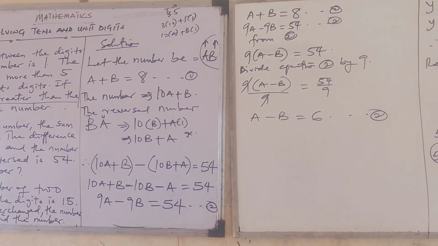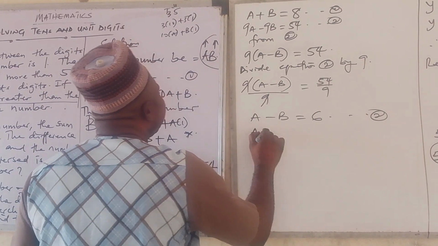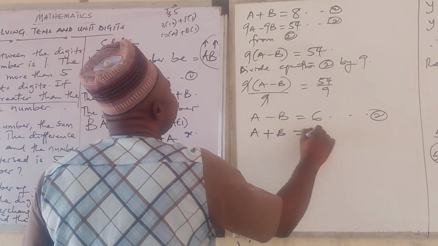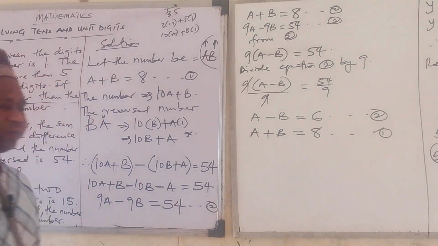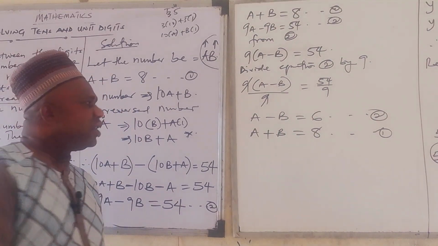So now let's look at equation 1. Equation 1 we said is A plus B is equal to 8. Now I want us to eliminate B, using the elimination method.